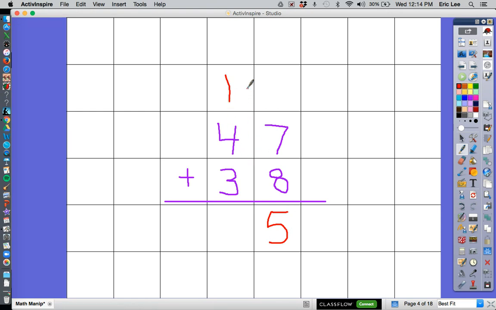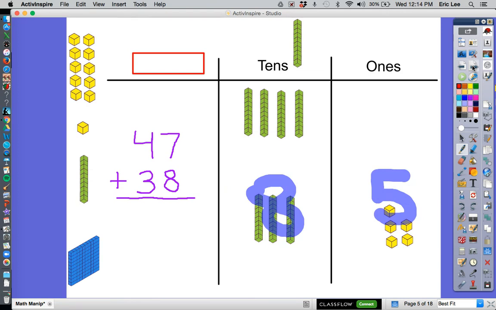Now I'm going to add my tens. 1 plus 4 equals 5. 5 plus 3 equals 8. Hooray! I knew you got it right. 85 is our answer. So 47 plus 38 equals 85. Awesome, second graders. You guys are geniuses. Okay, so let's keep looking.